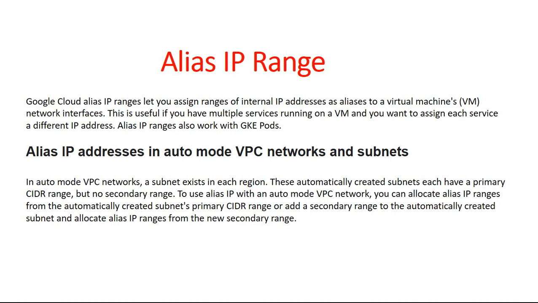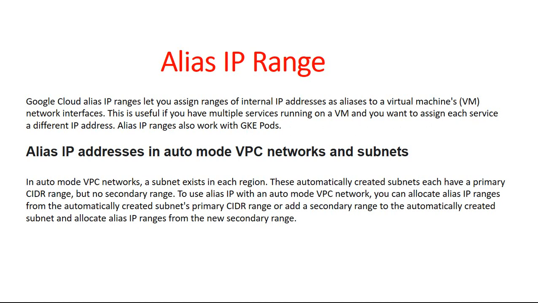Suppose in the old days we were using multiple NIC cards on a VM to assign multiple IPs. But here Google gives you the option to use the alias IP as a secondary IP for a VM. This is useful if you have multiple services running on a VM. Like, if you are running a backup service, a pod service or a cluster service on a VM, in that case you want to assign each service a different IP address.